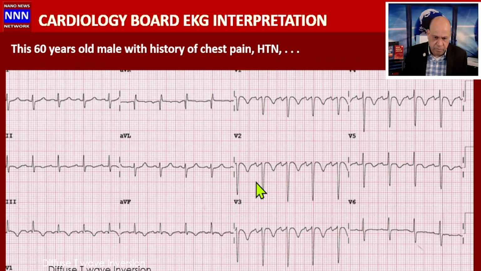So if the person comes with chest pain and has this EKG, along with elevated biomarkers like troponin, then you're talking about non-transmural myocardial infarction.